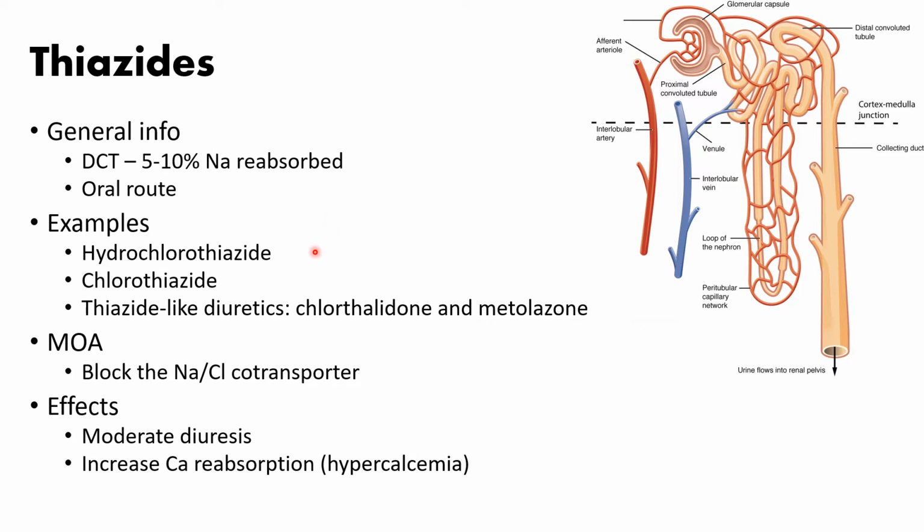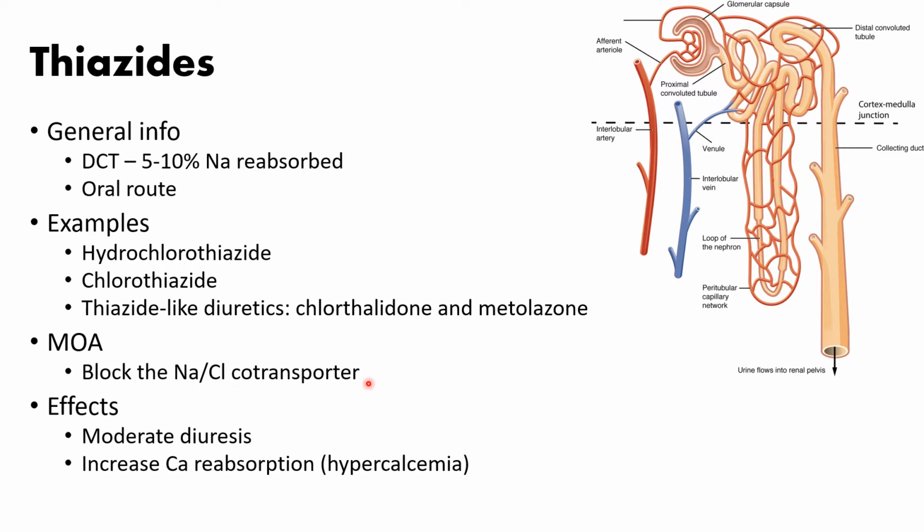Common examples include hydrochlorothiazide, chlorothiazide, and we have thiazide-like diuretics like chlorthalidone and metolazone. Chlorothiazide, I think, is the only thiazide that's available for the parenteral route. The others are oral. And chlorthalidone is longer acting than hydrochlorothiazide.